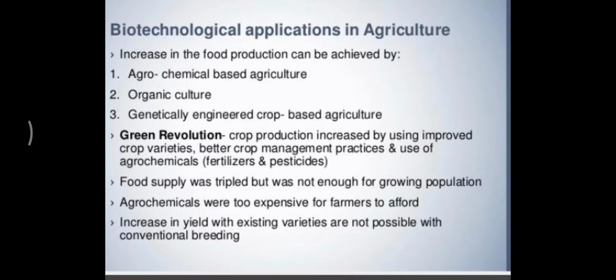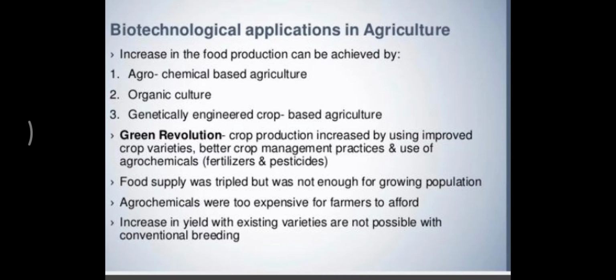Now, in India, the program Green Revolution was carried out in order to increase the crop production by using improved crop varieties, better crop management practices, and by using fertilizers and pesticides, that is agrochemicals. We became self sufficient in the field of cereal crops. We started exporting them also, but these agrochemicals were very expensive and farmers were not able to afford them for a longer period. Besides that, the overuse of agrochemicals, that is fertilizers and pesticides, had harmed our nature and they have adversely affected the health of the farmers also.